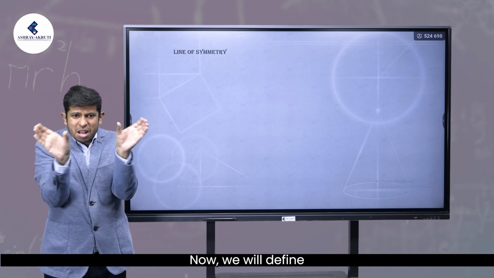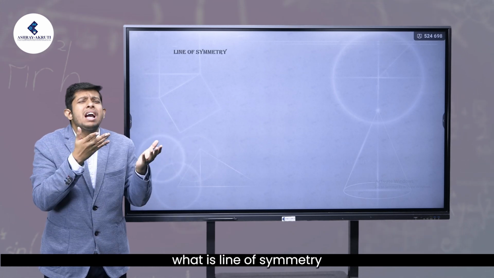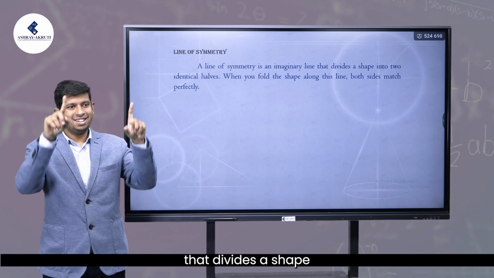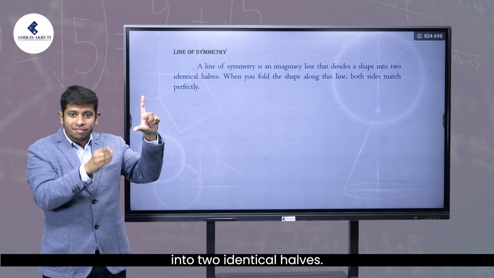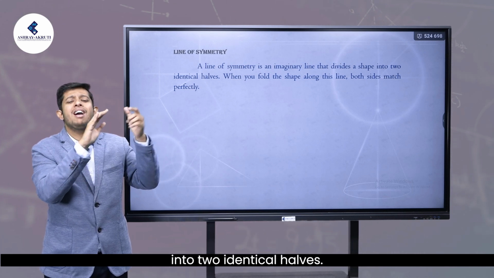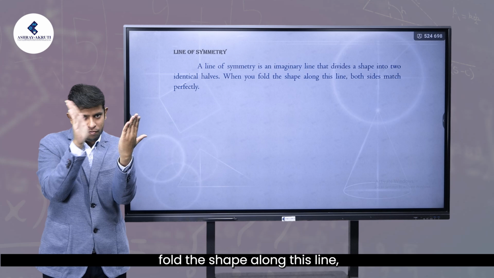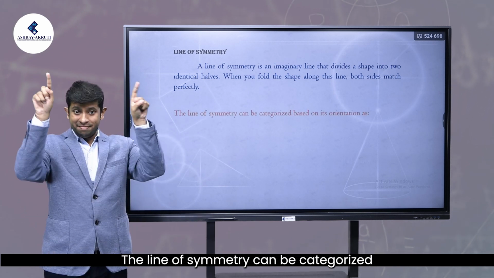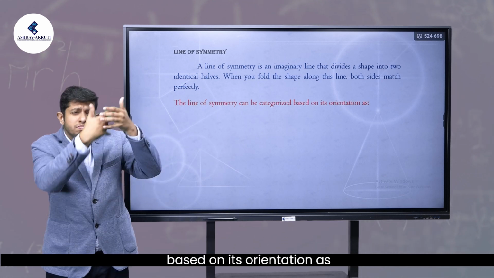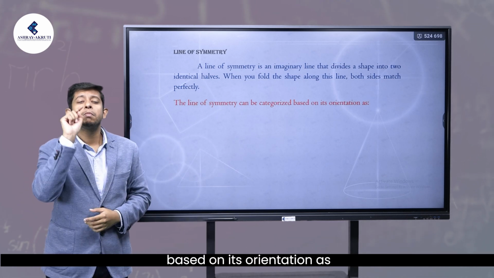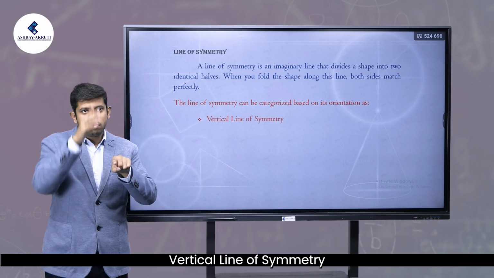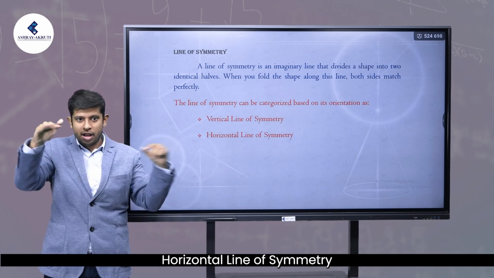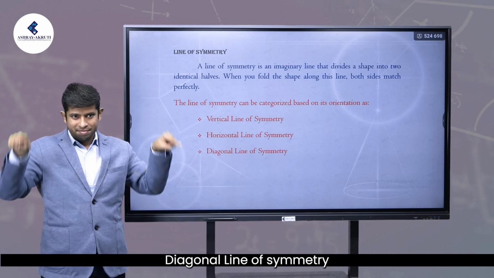Now, we will define what is line of symmetry. A line of symmetry is an imaginary line that divides a shape into two identical halves. When you fold the shape along this line, both sides match perfectly. The line of symmetry can be categorized based on its orientation as vertical line of symmetry, horizontal line of symmetry, diagonal line of symmetry.